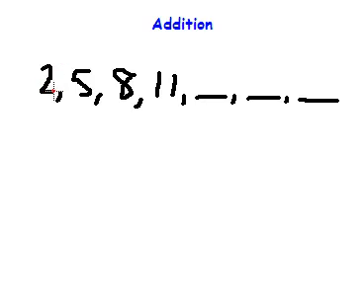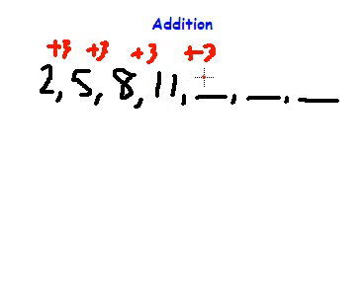So, 2, 5, 8, and 11, there's an addition pattern going on here. Let's see what it is. If we start at 2, what do we have to add to get 5? That's right, we add 3. And if we start at 5, what do we add to get 8? Once again, 3. And if we start at 8, what do we have to add to get 11? Yes, also 3. So the pattern appears to be plus 3, or add 3.